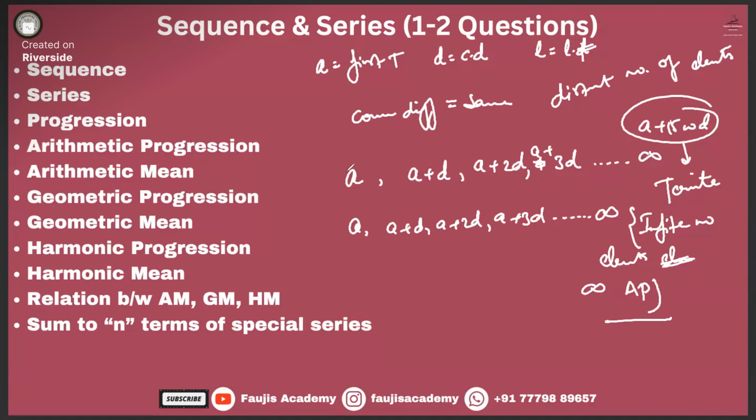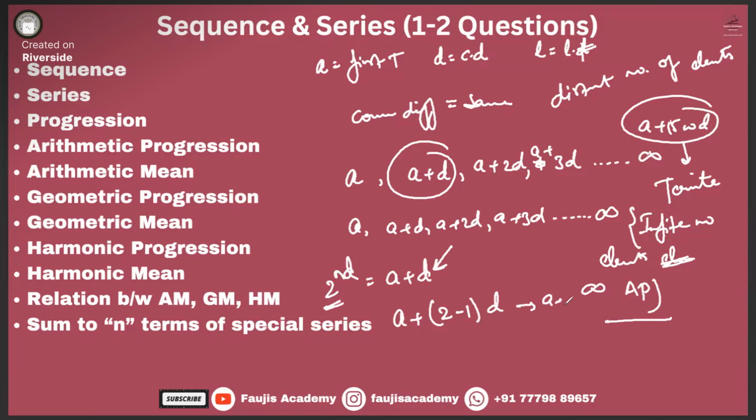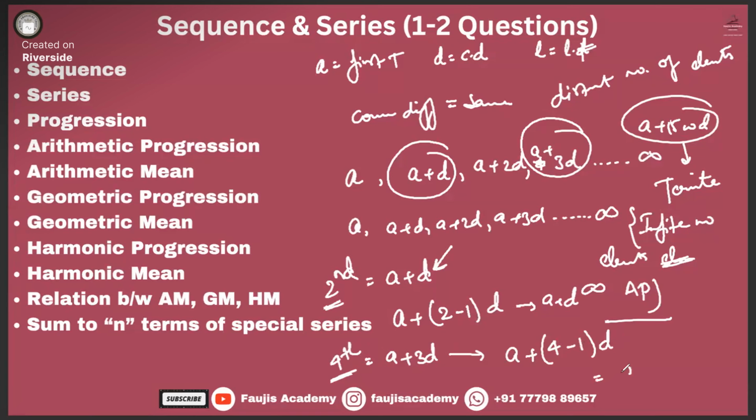Now if I ask you what is the second term, what will you tell? A plus D. If you look at it carefully, it looks like A plus 2 minus 1 into D. That means A plus D. If I ask you what is the fourth term, it is clearly visible that it is A plus 3D. That means essentially what we did, A plus 4 minus 1 into D, that's from where we got A plus 3D.